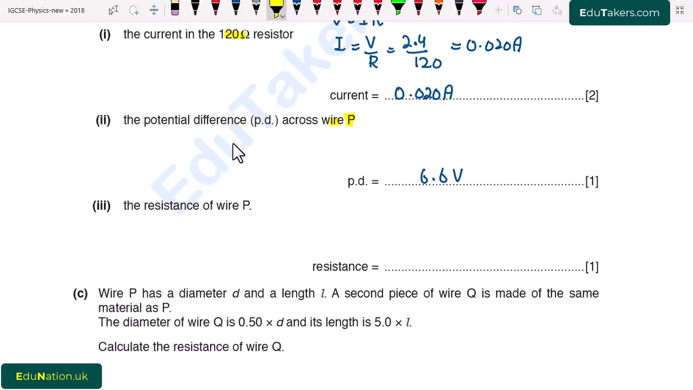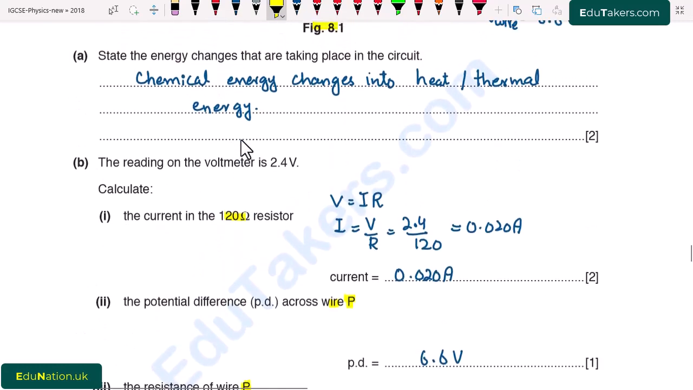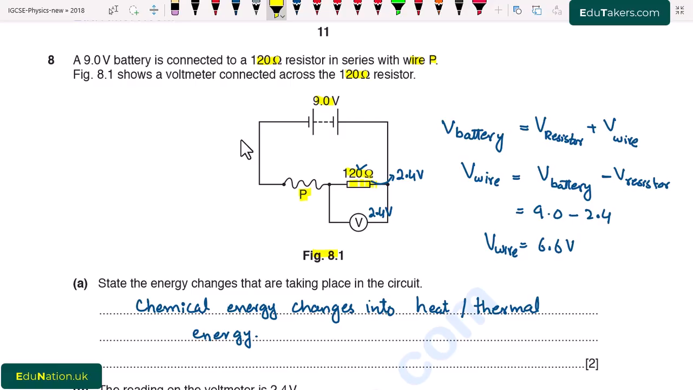Part 3, the resistance of wire P. Here we have to find out the resistance of wire P, and we already calculated the potential difference across wire P. Going back, we can see that these are in series combination, and in series the current remains the same, but the voltages or potential differences change.